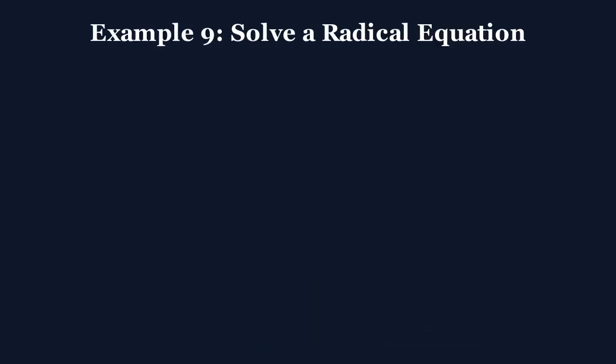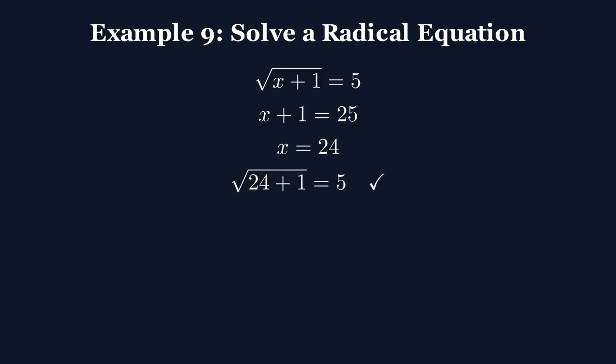Example 9. Solve square root of x plus 1 equals 5. The radical is already isolated. Square both sides. We get x plus 1 equals 25. Subtract 1, so x equals 24. Check it. Square root of 24 plus 1 is square root 25, which is 5.